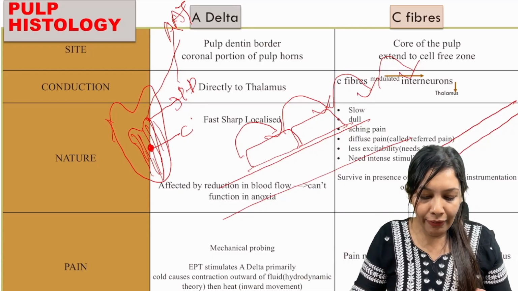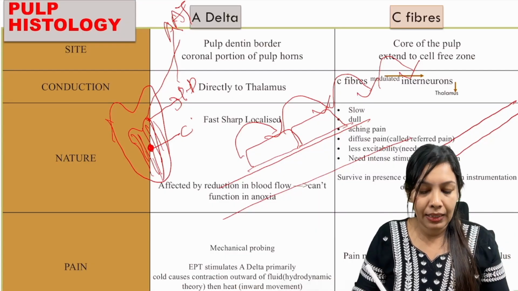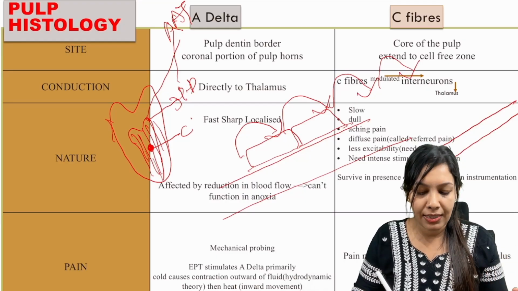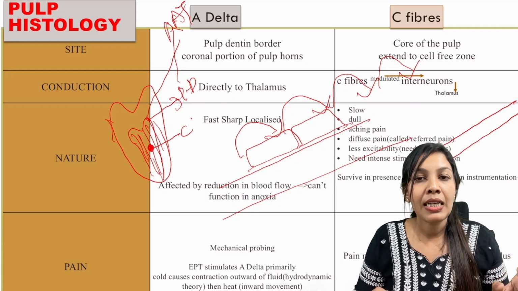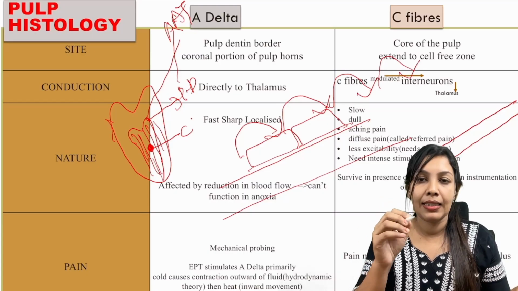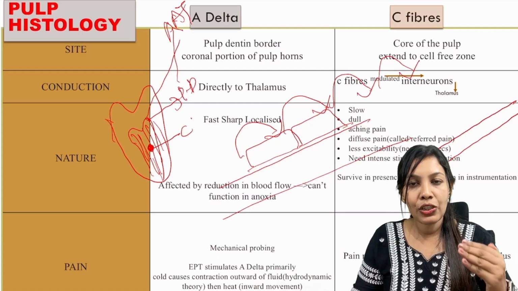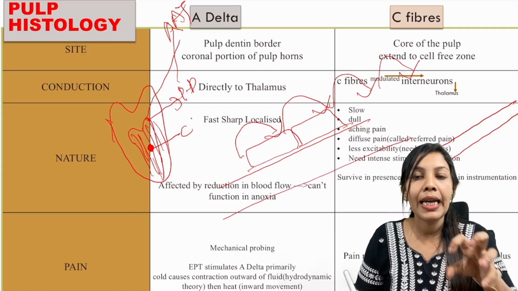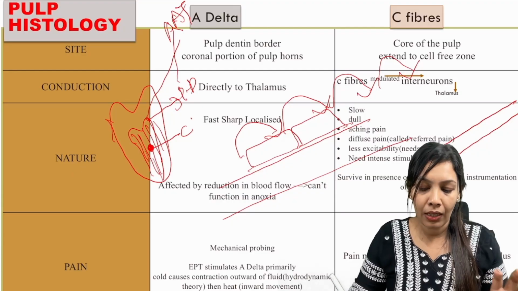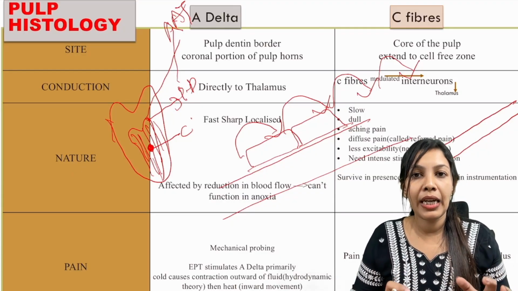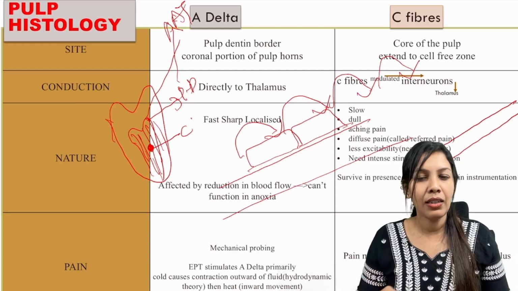Right. And A delta fibers often detect stimuli like the EPT, the electronic pulpal tester, and heat movement, cold movement, etc. All of these are detected by the A delta fibers. C fibers, as I said, C means they are more core placed. Mainly with the EPT, when we apply a very high stimulus, only then can it stimulate the C fibers that are internally placed within the core material. Hope you understood. So this is the main difference between A delta and C fibers. A delta is myelinated, so faster conduction. C fibers are unmyelinated, slower conduction.